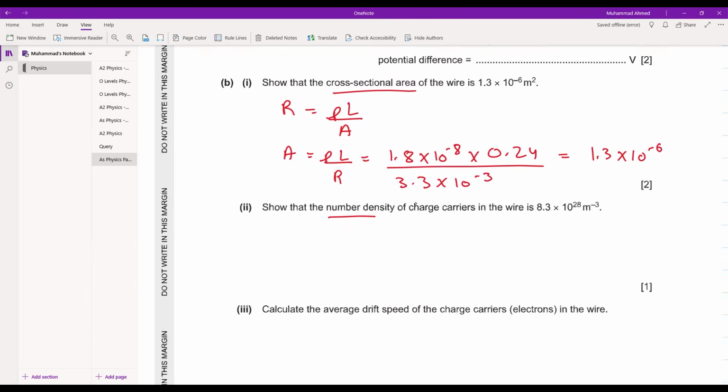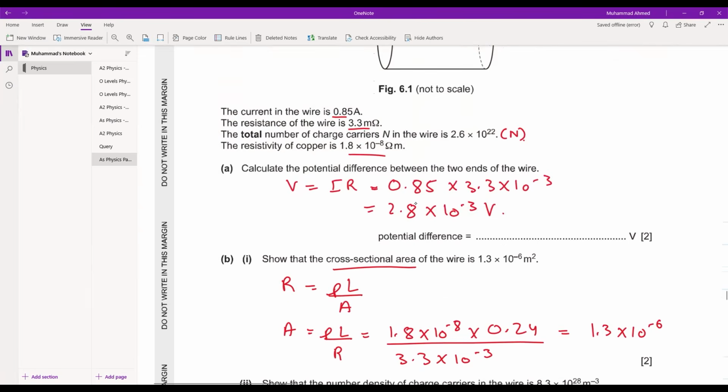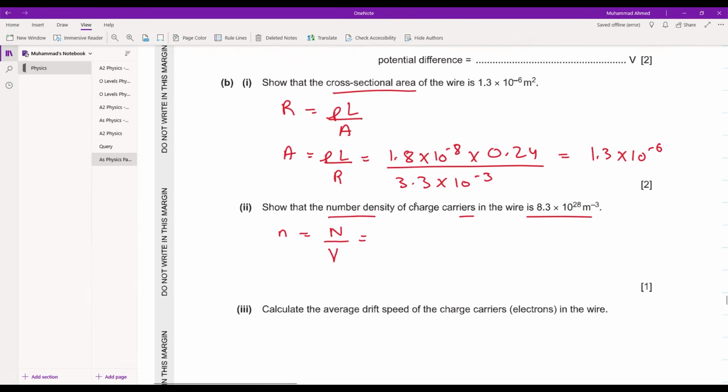Show that the number density of charge carriers in the wire is this. You have to calculate a small n. That is the number density of charge carriers. What is a small n actually? What was the number density of charge carriers? Number of electrons per unit volume. What are the total number of electrons? 2.6 into 10 raised to the power of 22.